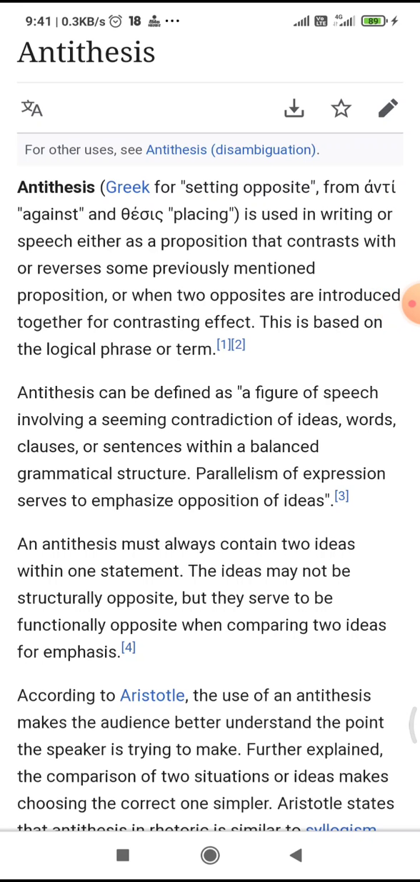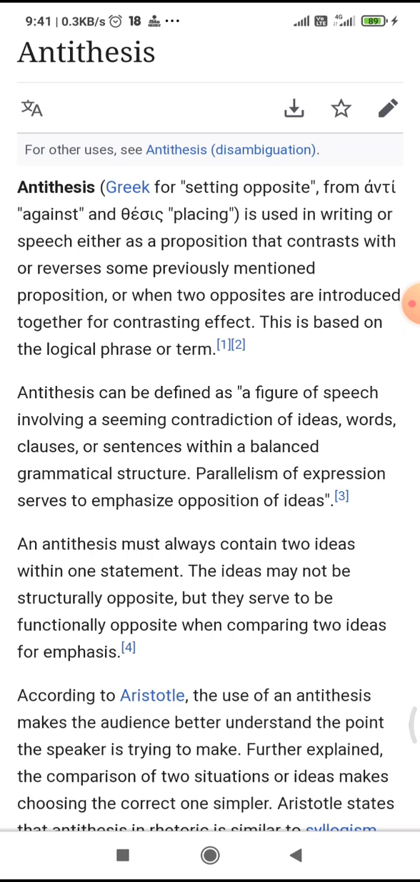Antithesis is a Greek word for setting opposite. Antithesis is used in writing or speech either as a proposition that contrasts with or reverses some previously mentioned proposition, or when two opposite ideas are introduced together for contrasting effect.